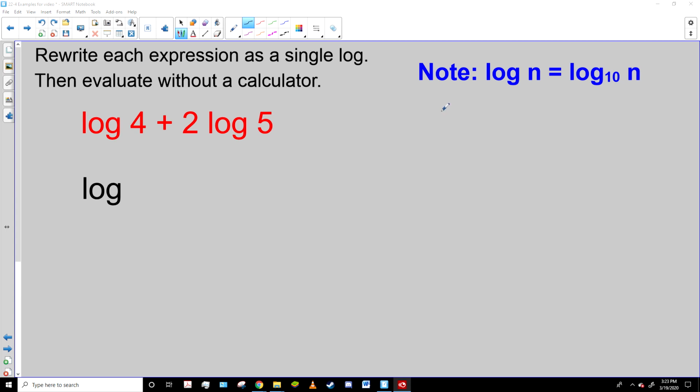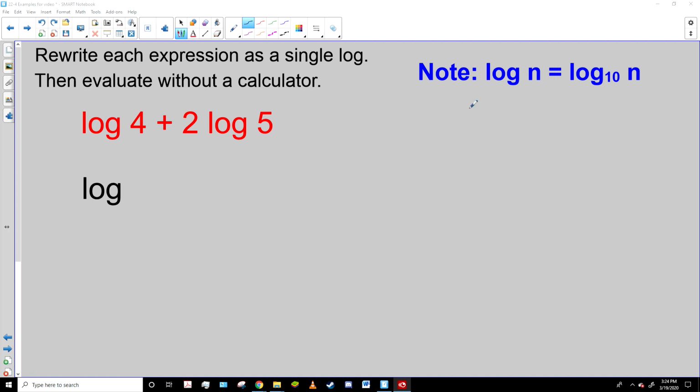Today we're going to evaluate common base logs. A log is called a common base when it's base 10. If there's no base indicated on the log, it just says the word log, then it's understood to be base 10. We just don't write the 10. This is called a common log.